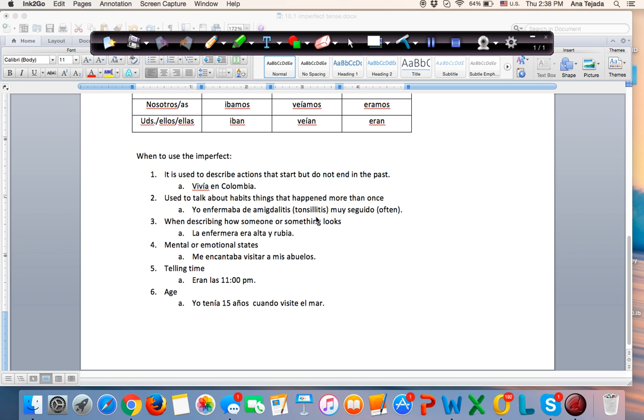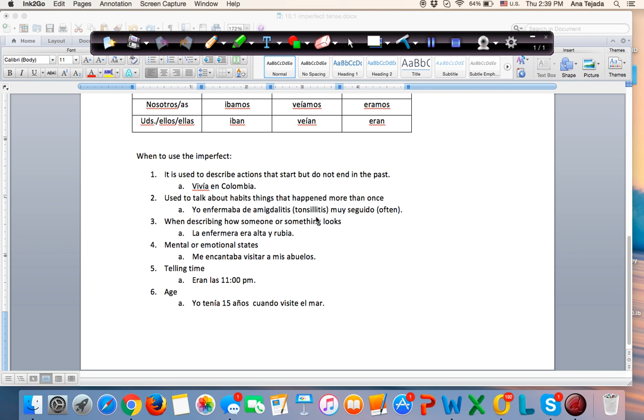Okay? When you're telling time: eran las 11 p.m. Eran las 8 de la noche. Era a las 4 la tarea. La clase era ayer. Every time you're talking about at what time something happened or what time it was when something happened, think about it, it goes along with setting that background. You're telling the time, the background, or when that event or situation was happening. So that's when it's going to be imperfect too.